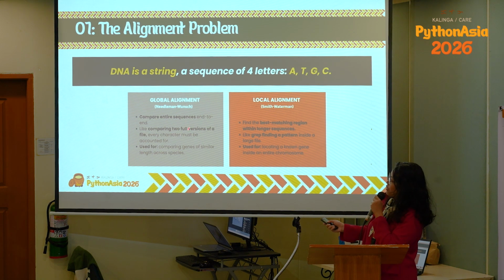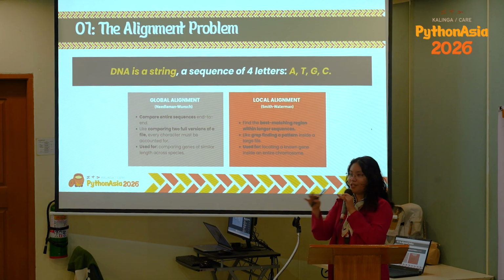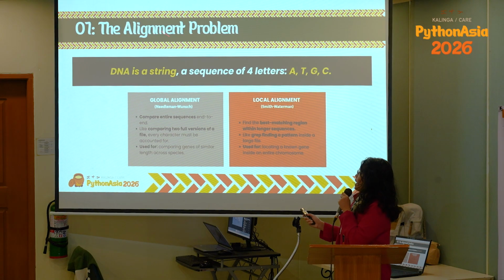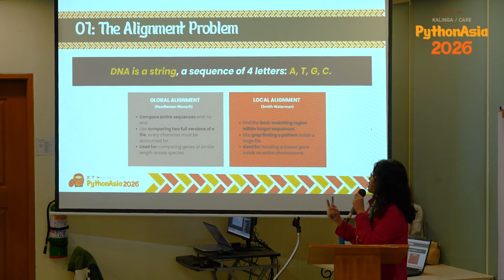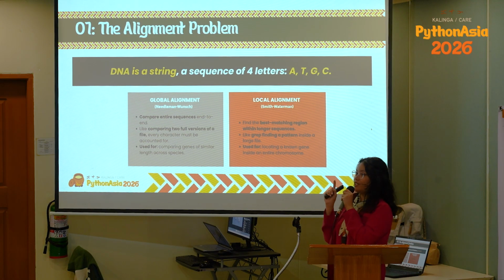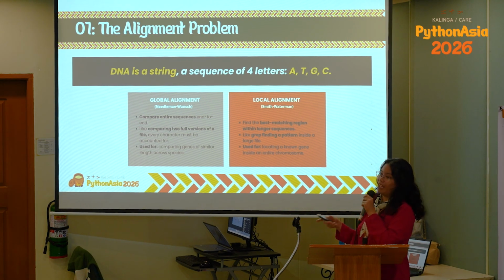Then we have the global alignment and the local alignment. These are the two main algorithms that are used for sequencing. We have the global alignment, the first one that I've talked about. It means that we are comparing the entire sequences from end to end. It just means that if you need to see the whole picture of the comparison of different sequences, you're going to be using the global alignment.